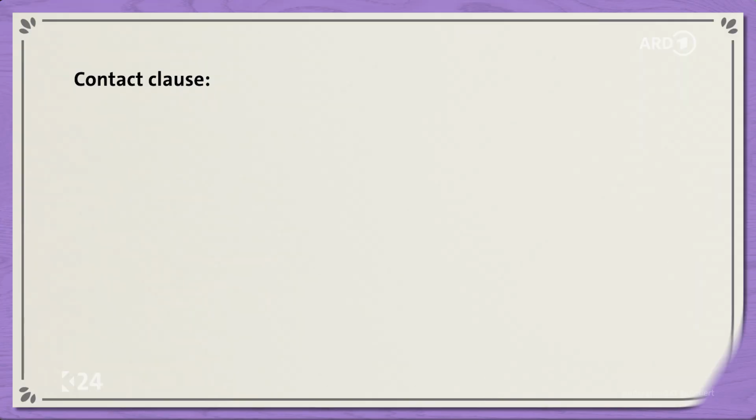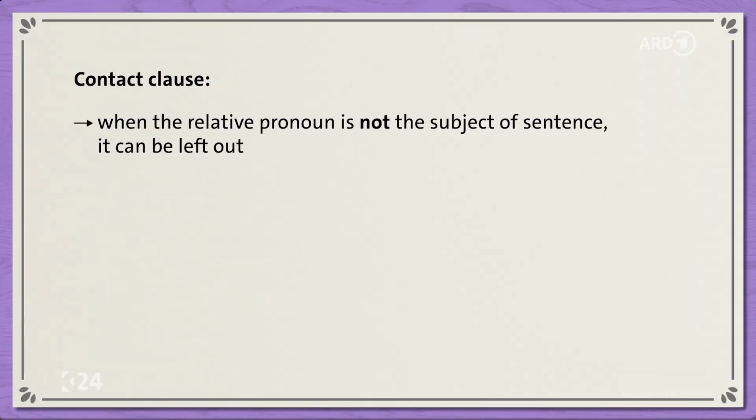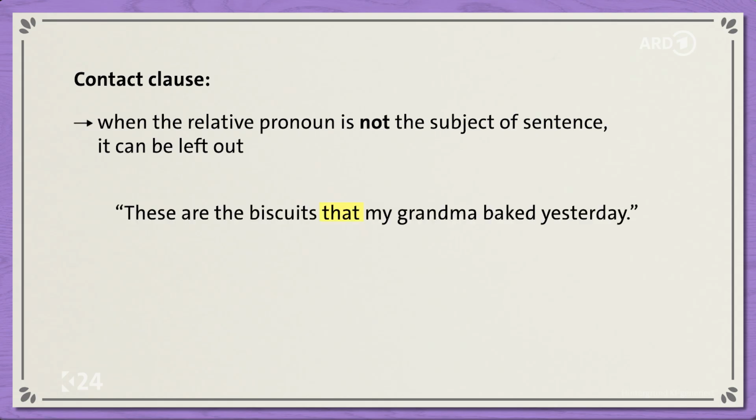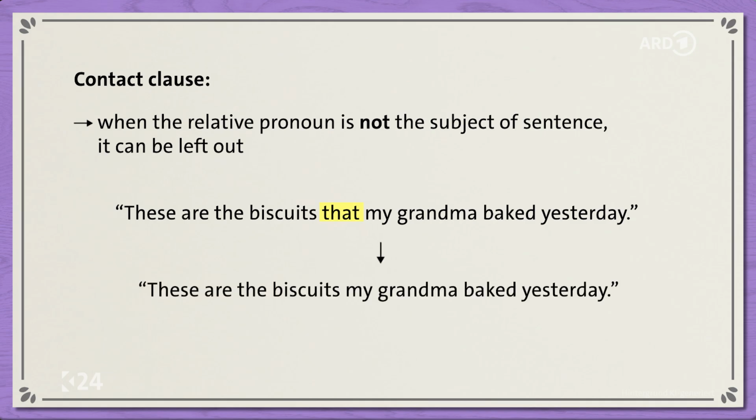To sound even more like a pro speaker, you can sometimes shorten the relative clause. That is the case when the relative pronoun is not the subject of the sentence. Then you can leave out the relative pronoun. Like this. These are the biscuits that my grandma baked yesterday. Becomes, these are the biscuits my grandma baked yesterday. This structure is called a contact clause. Often this makes it a little easier to understand the sentence and is easier on the speaking flow.